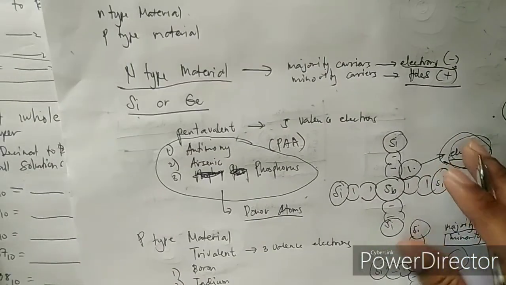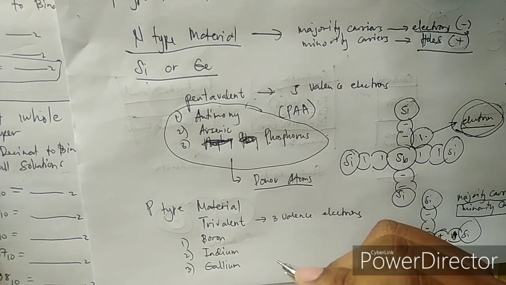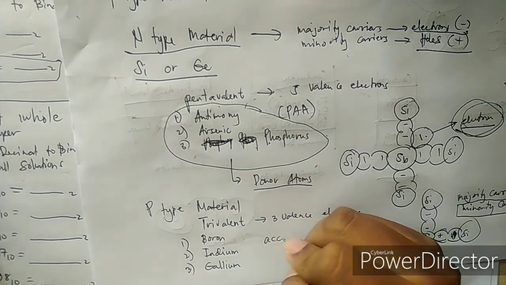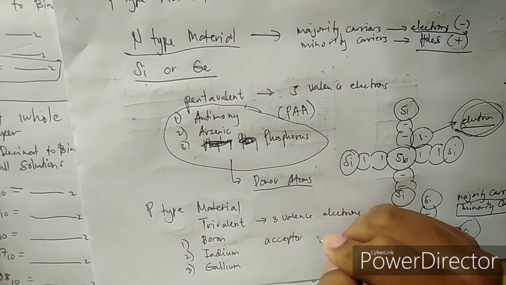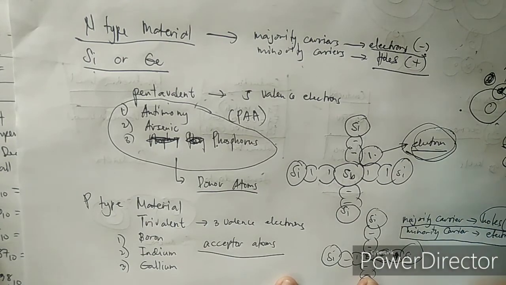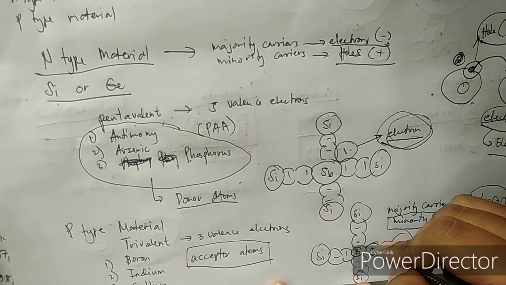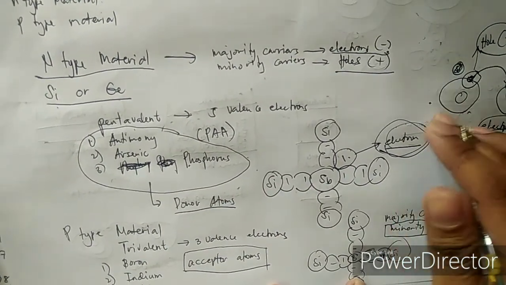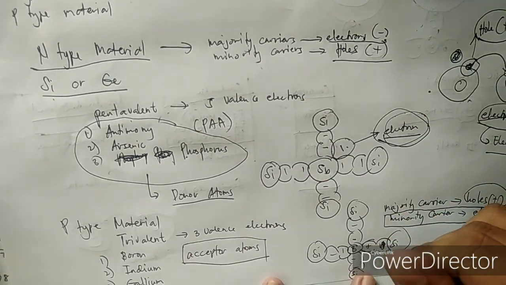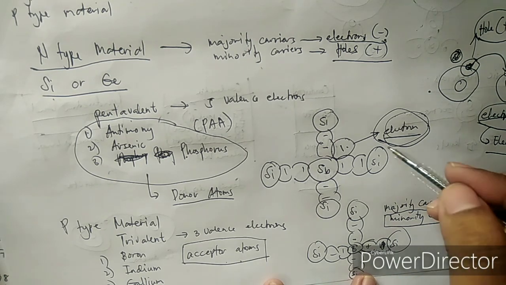So these trivalent atoms, or the P-type material, are considered acceptor atoms. Since they are lacking 1 electron, they are willing to accept an electron, and that's why they are considered acceptor atoms. They are willing to accept the excess electron.